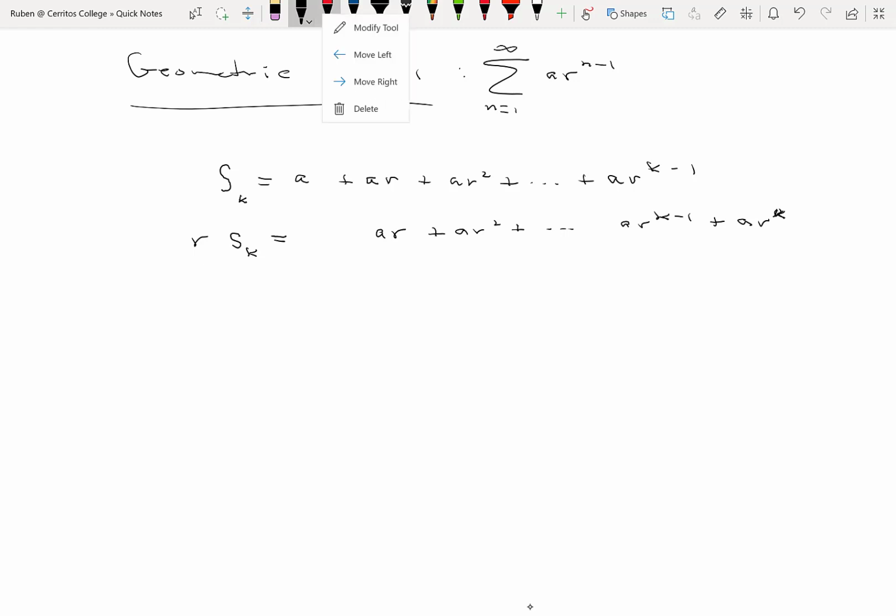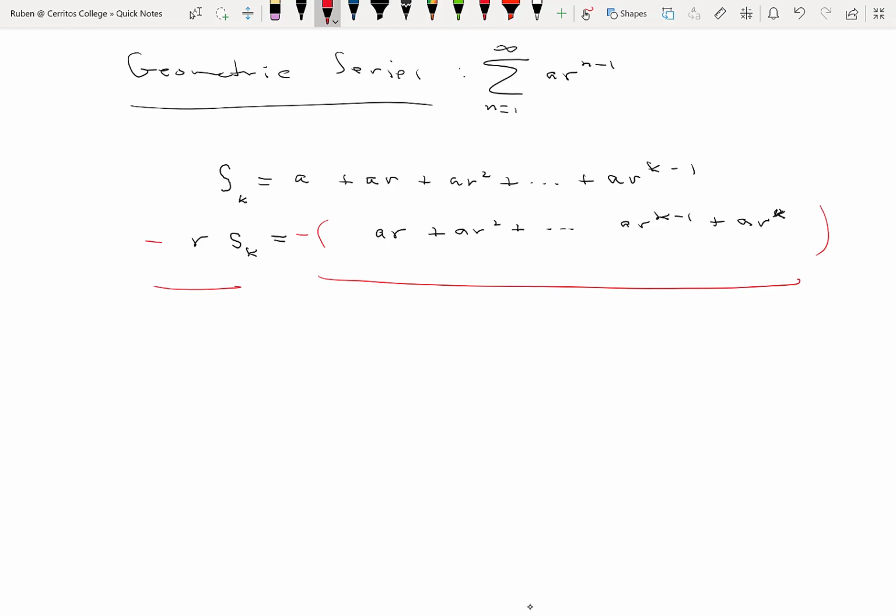Then I'm going to do exactly again what I did before in the previous example. I'm going to subtract the second line from the first line. And if you weren't sure where those numbers came from, I multiply a times r, then ar times r, then ar to the k minus 1 times r, etc. Okay, so let's see what happens.